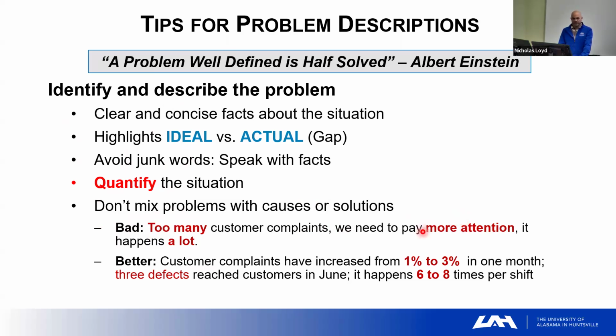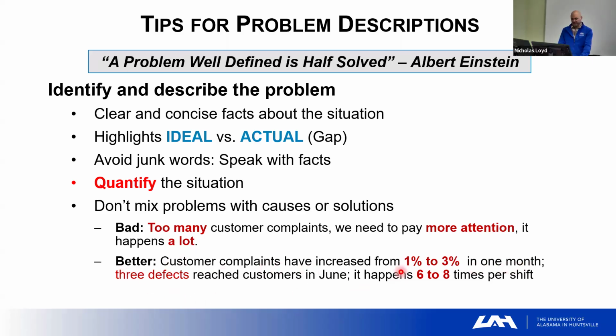Do we go from 2 to 6 attention? I don't know how to measure that. And it happens a lot. Don't know what a lot is. Because it's subjective, right? It's a lot of junk words. But if we could reframe that exact same thing and say customer complaints have increased from 1% to 3% in 1 month, okay, now I know exactly how much it's changed and in what time. That's concrete.